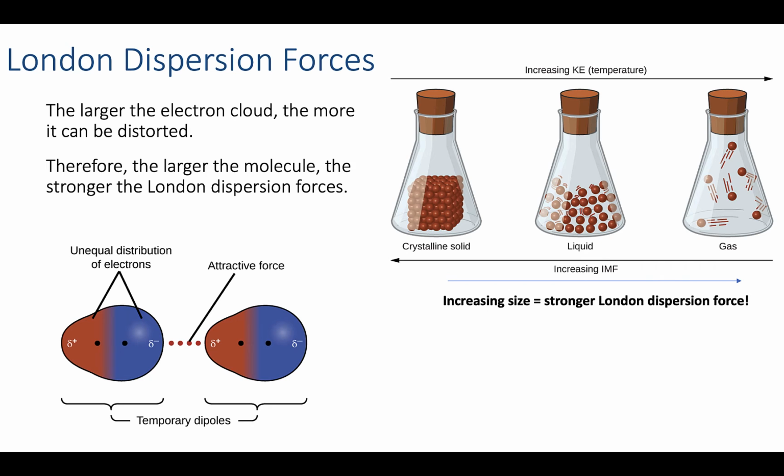With respect to London dispersion, it's all about the size. If we have a large molecule, it'll have a big potential for these instantaneous dipoles and therefore a larger London dispersion force. If we have a small molecule, therefore, we are going to have a weaker London dispersion force.